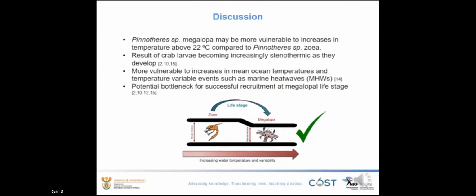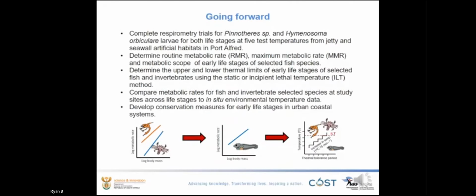Furthermore, it may create a potential bottleneck for successful recruitment of crabs in the megalopal stage, especially in artificial habitats such as seawalls and jetties, which already lack complexity for refuge. Going forward, respirometry trials for Pinnotheres species and Hymenosoma orbiculare larvae for both life stages at 5 test temperatures from jetty and seawall artificial habitats in Port Alfred need to be completed.